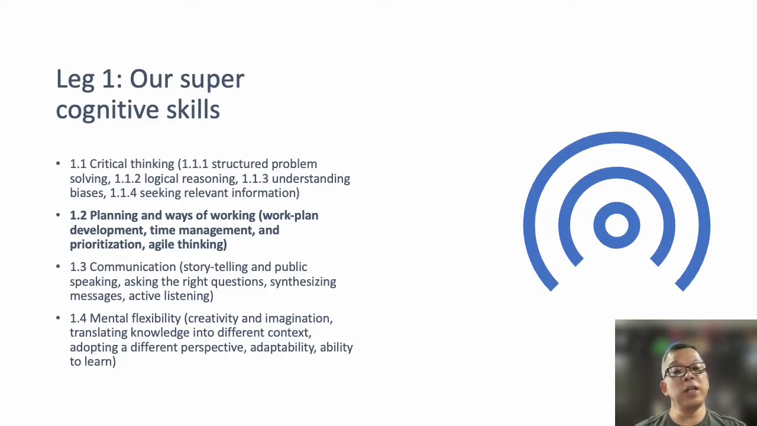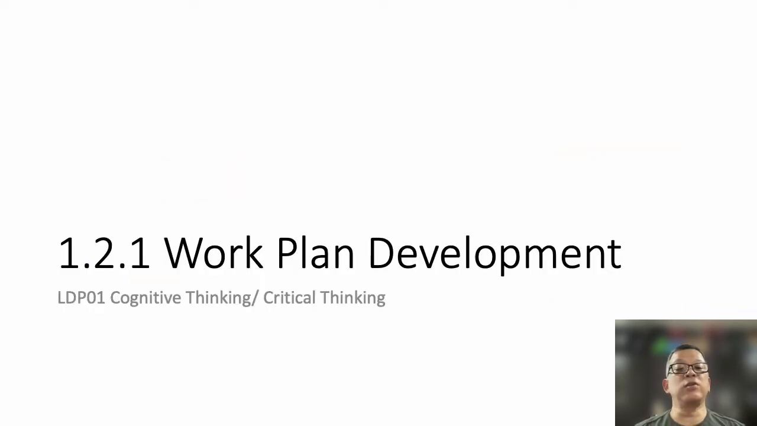Under cognitive skills, today we're going to talk about 1.2. At least we're going to start covering section 1.2, which is planning and ways of working. So there are three topics under planning and ways of working. Number one, work plan development. Number two, time management. Number three, agile thinking. So for today, we're going to talk about work plan development.